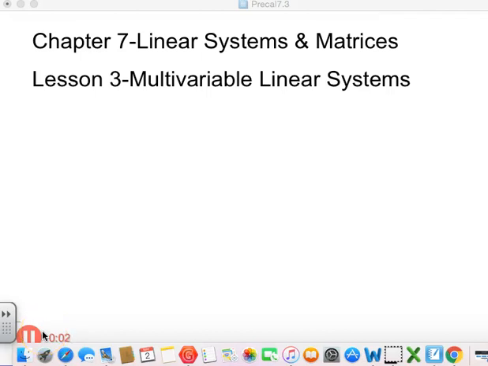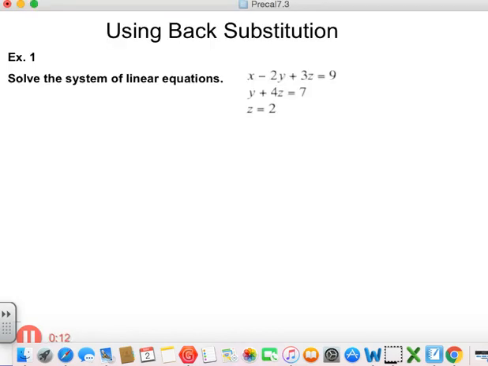All right, so moving on to lesson 3 in chapter 7, we're going to be looking at multivariable linear systems, where we have more than 2 variables, could have 3 or 4, and some strategies on how to solve those. So let's jump right into it because there's a lot to get through. One thing that can be real easy to do is just use back substitution, but you're not always going to be able to do this.